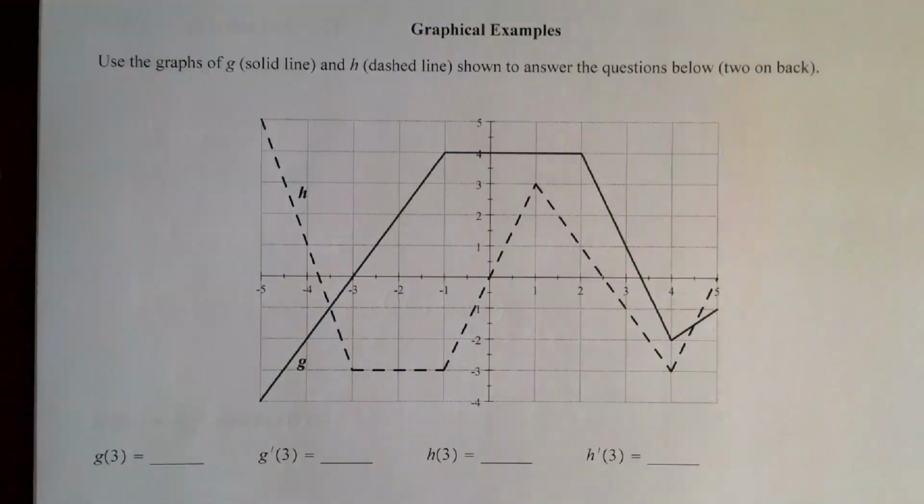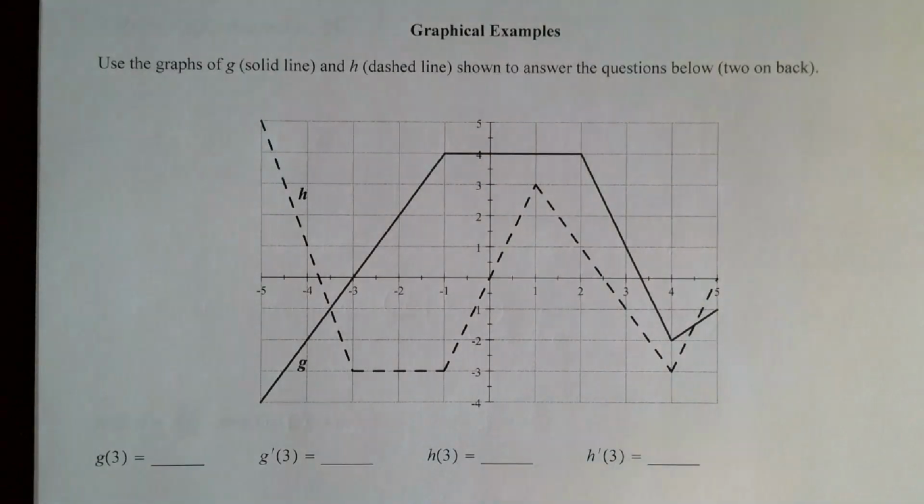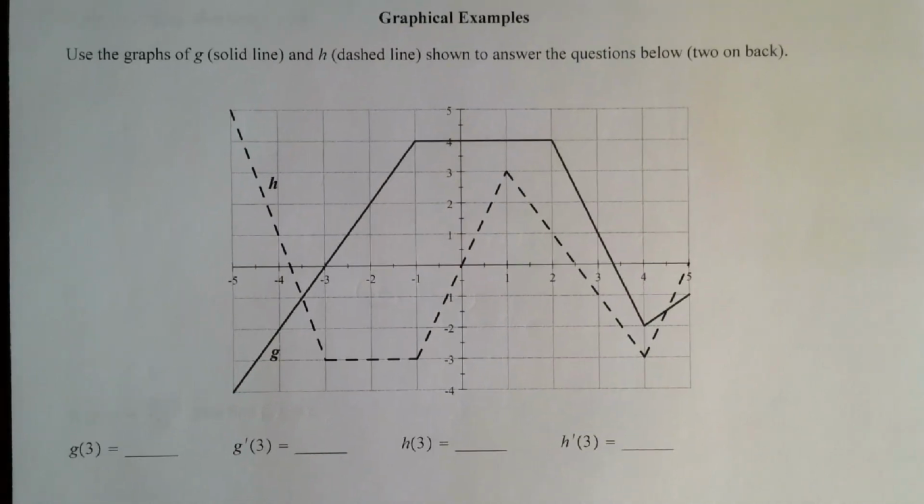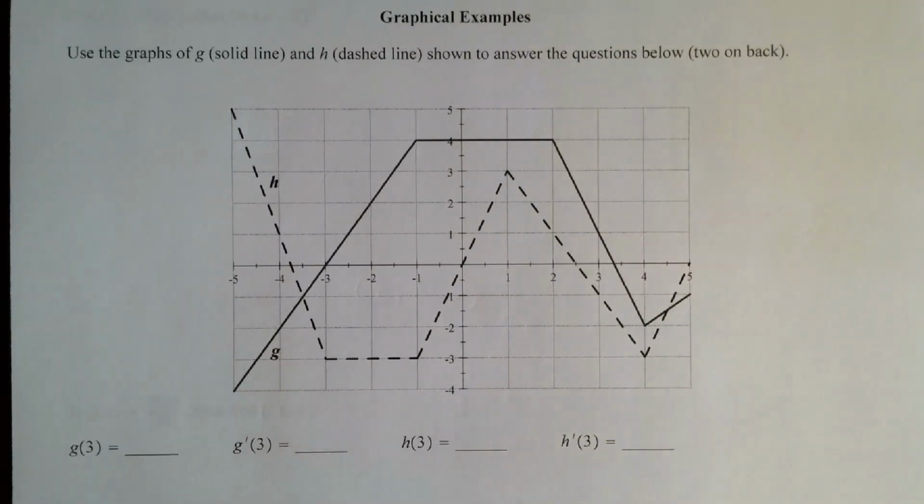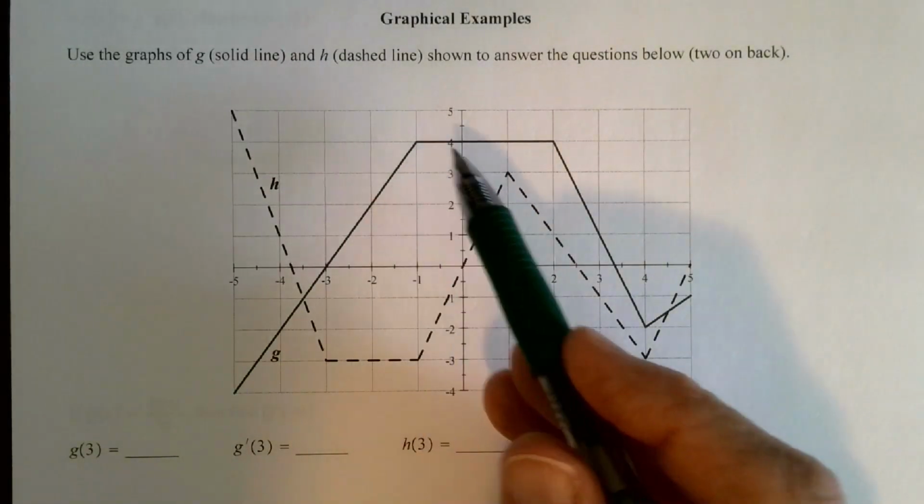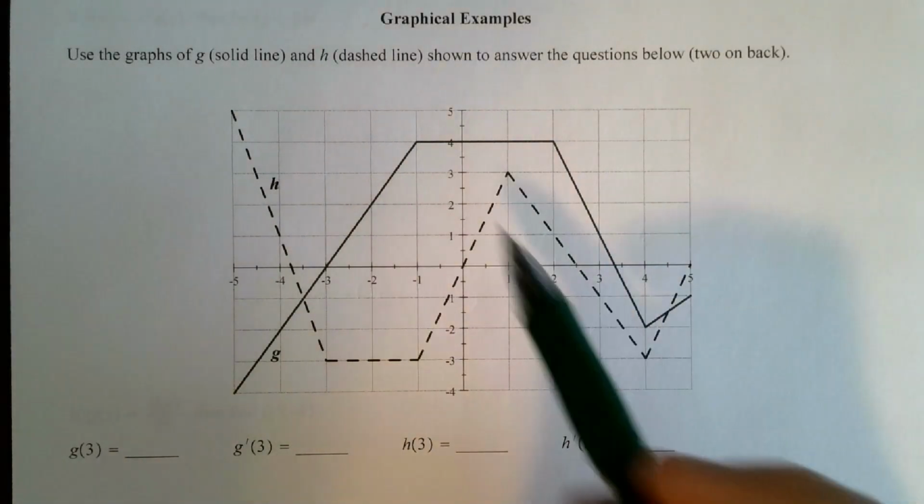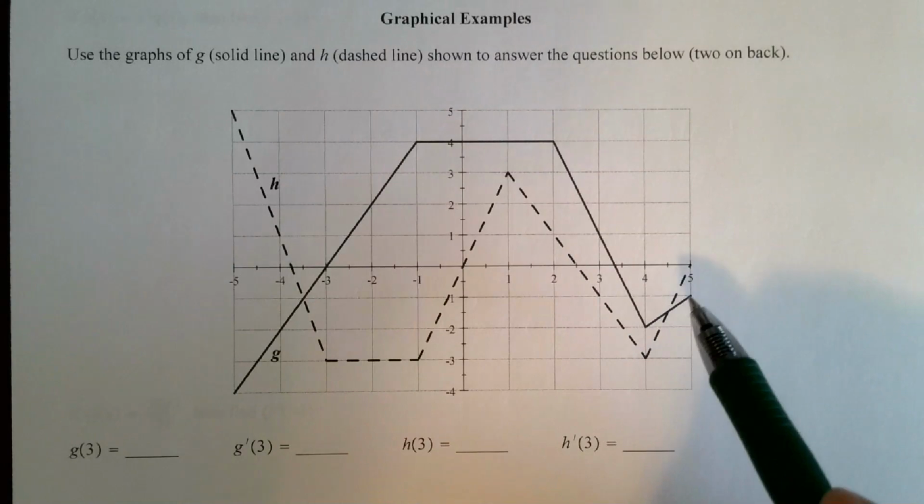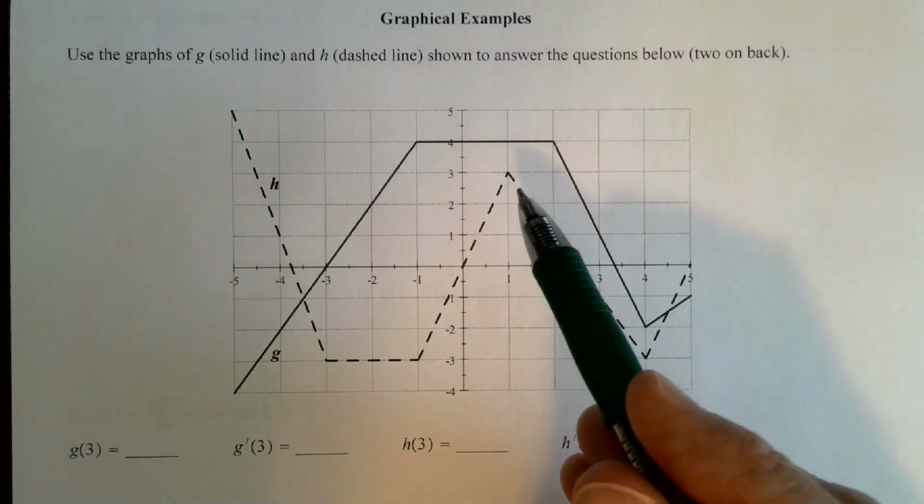But I can give you some graphical examples as a crutch, so to speak. These are good questions to make sure you really understand the process. So here's the way I do that. I give you the graph of two functions here. G is the solid line, and H is the dashed line. It's basically some kind of piecewise defined function. It's got linear segments.